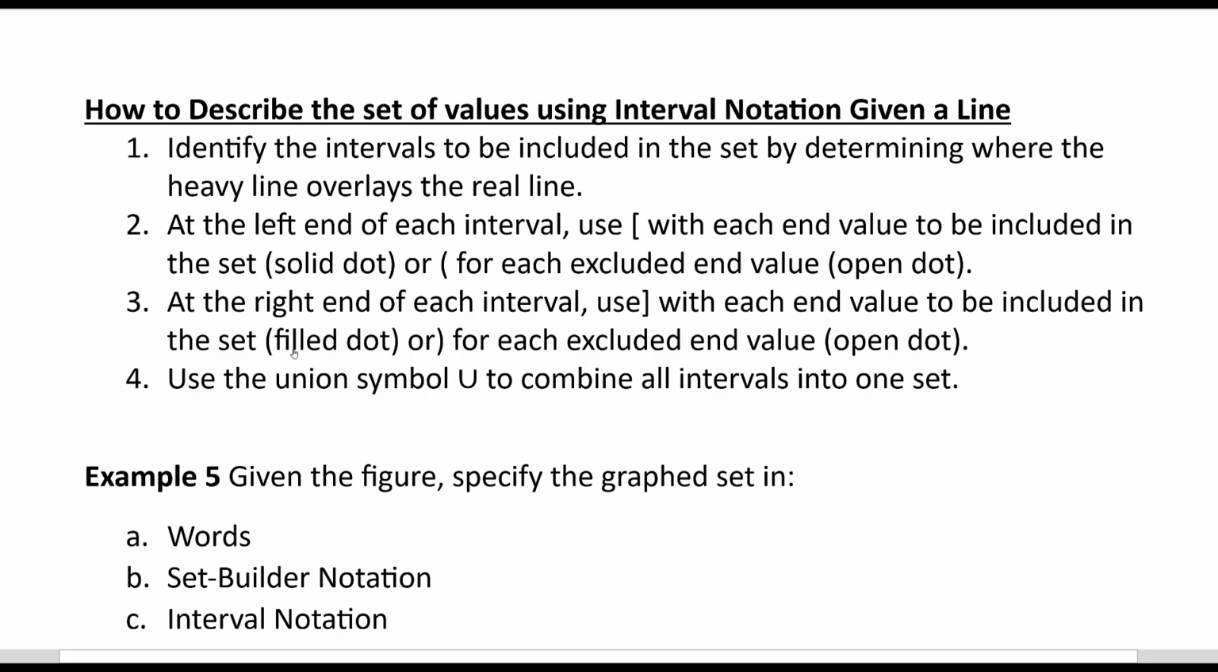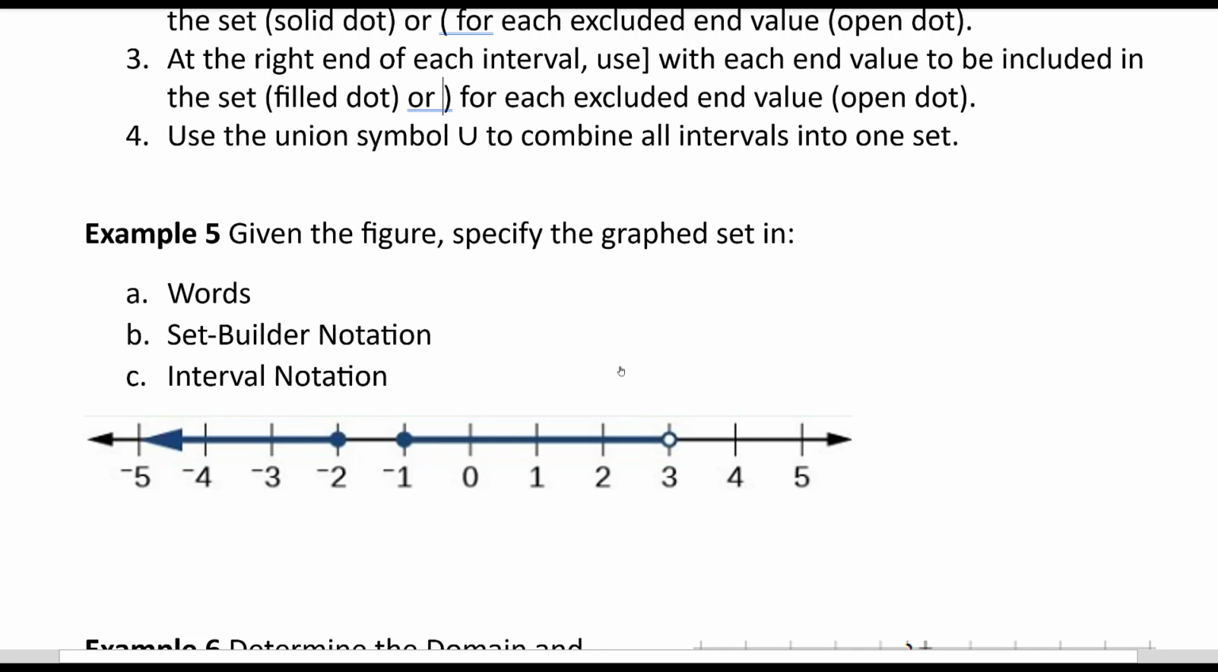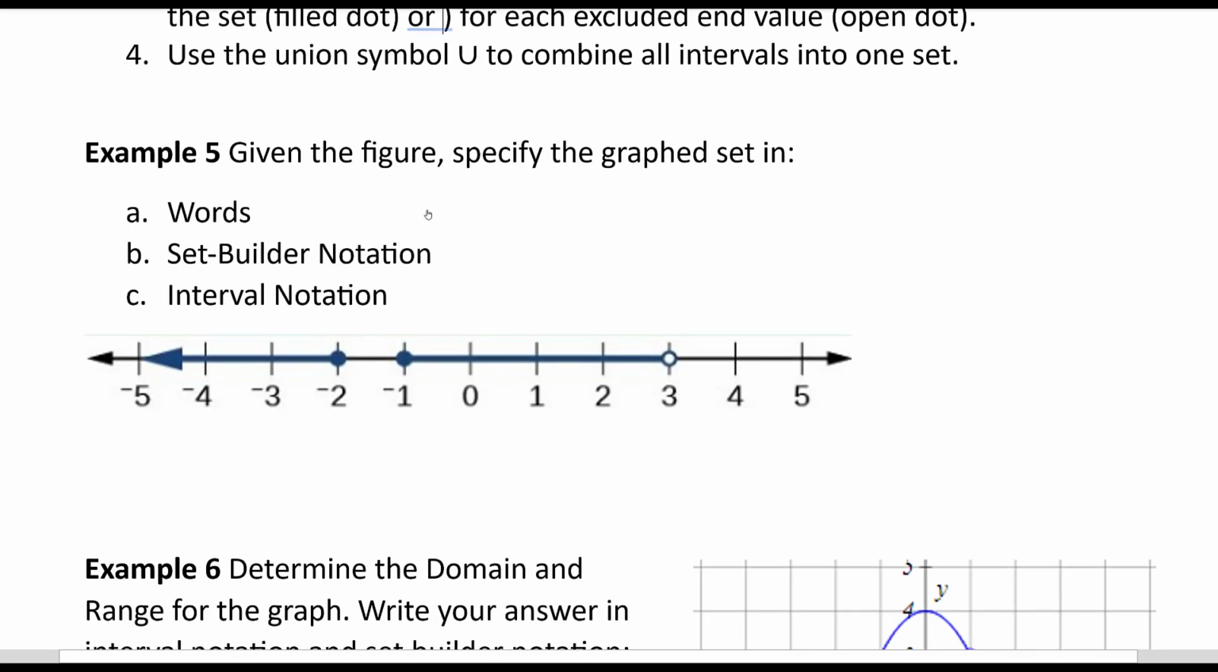At the right end of each interval, use the bracket for each end value to be included, or the parenthesis for each excluded end value, open dot. Use the union symbol to combine all intervals into one set. So, given the figure, specify the graph set in words, set builder notation, and interval notation.